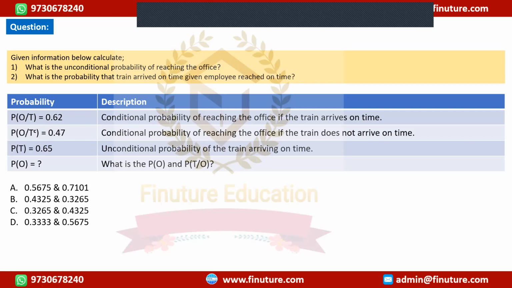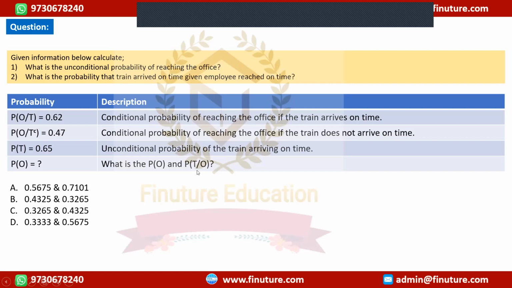So this is the information we have been given, and we have been asked to calculate the unconditional probability of reaching the office. That is the probability of O, if I consider these notations. And what is the probability that the train arrived on time given that the employee reached on time? So we have been asked to calculate the probability of T, that is, the train arrived on time, given O.